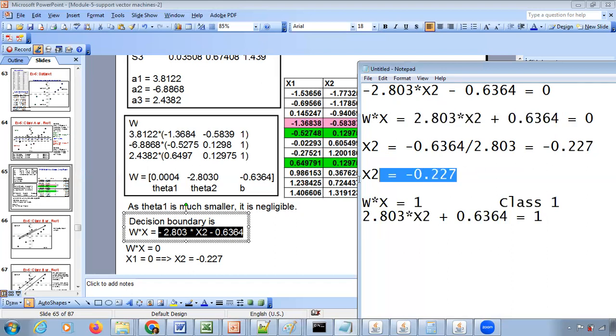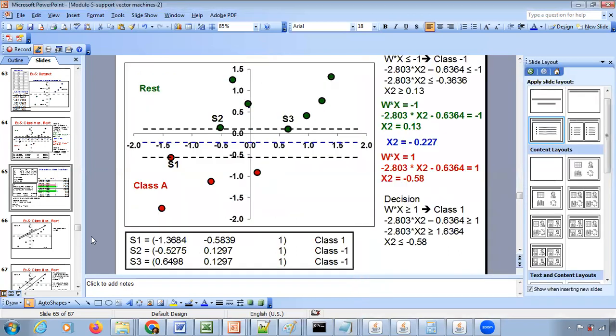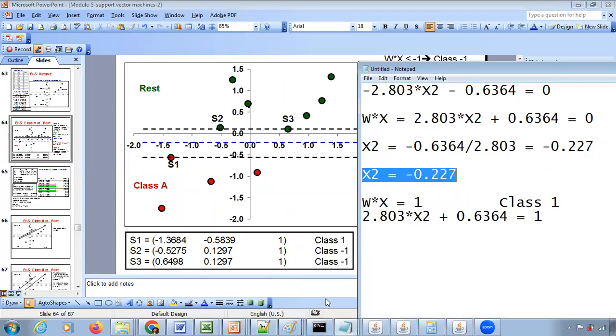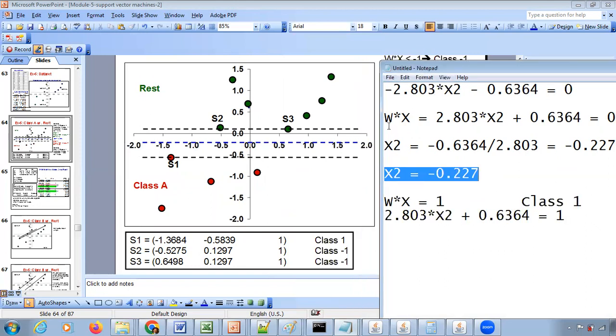And if you plot it, actually, let's do that first. So this is x2 equals negative 0.227. And the decision boundary that separates the two classes is basically this line. So this line everywhere is parallel to the x1 axis. It doesn't have an x1 value. So it's only x2 equals negative 0.227 everywhere on this line.